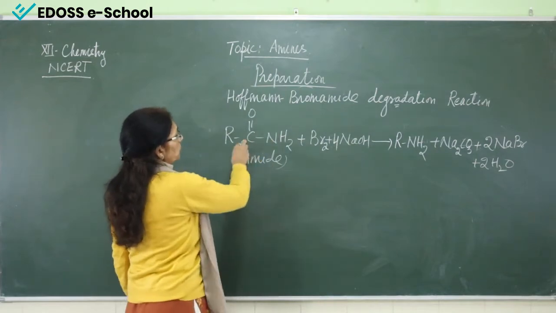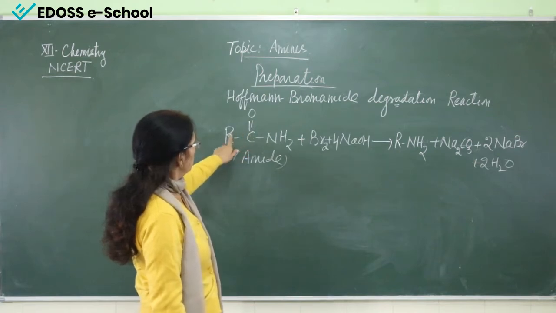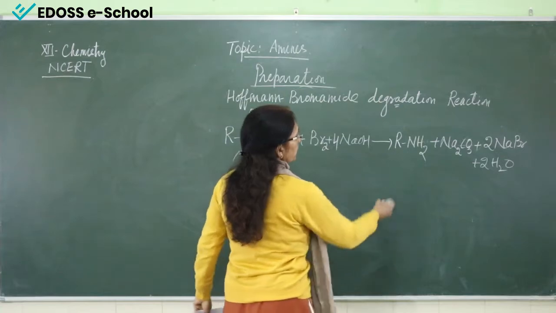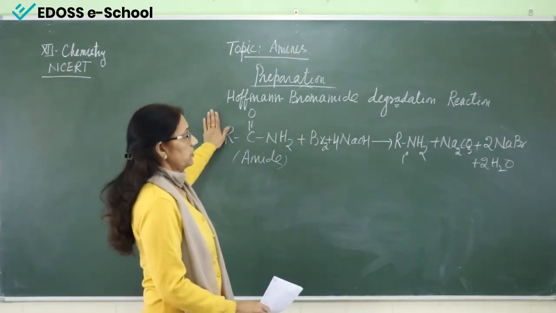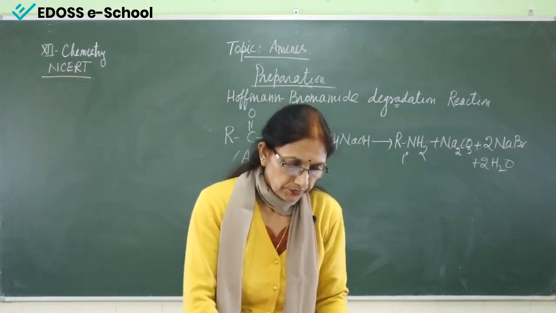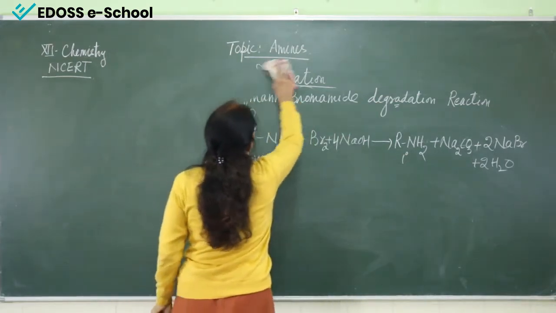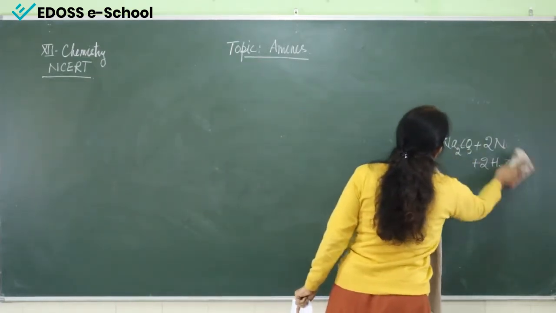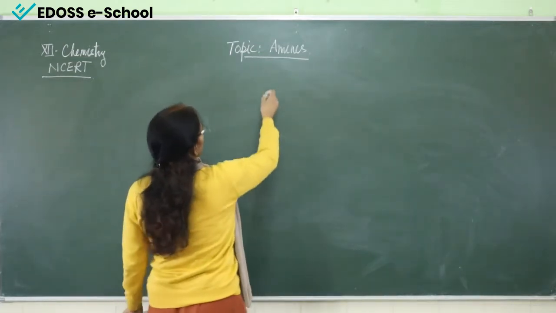Why is this important? Because if you take the amide, you can see 2 carbon atoms here, but in the product we get 1 carbon atom, a primary amine. So this is the importance of this preparation. Now after preparation we are coming to physical properties, then we will come to chemical properties, and then your chapter will be concluded.